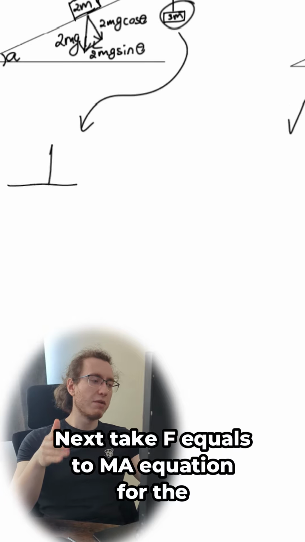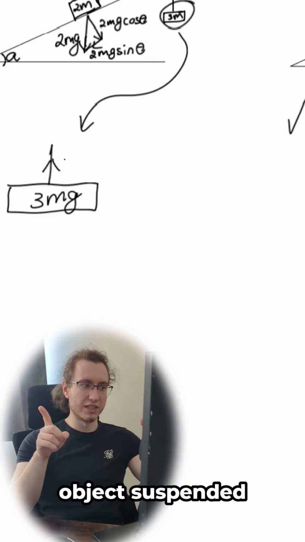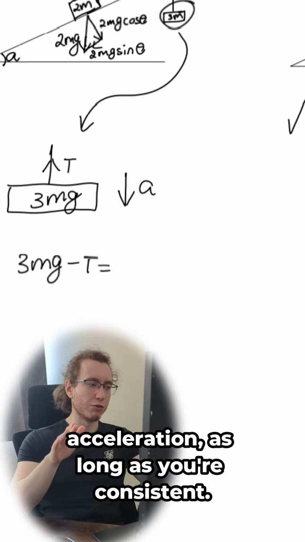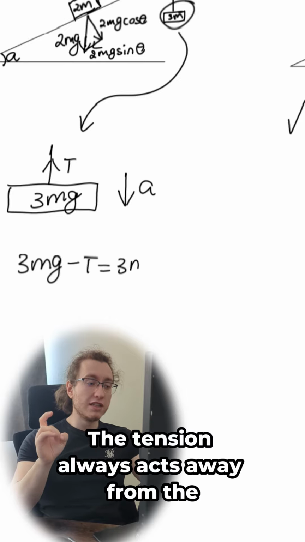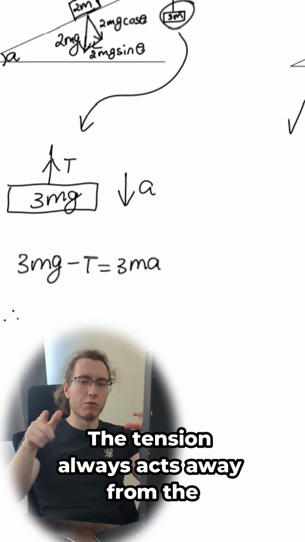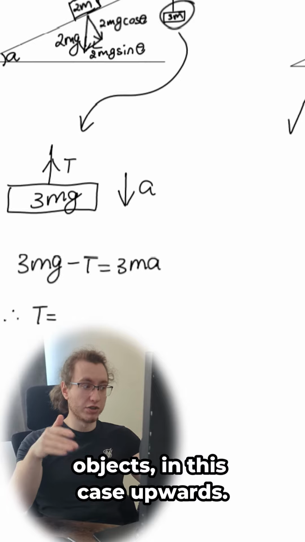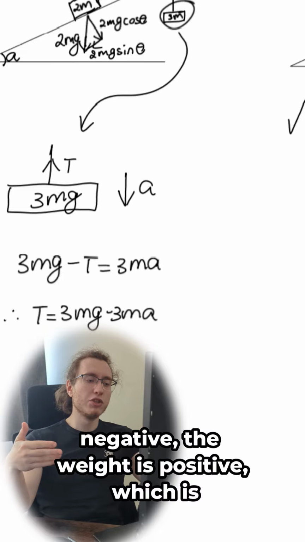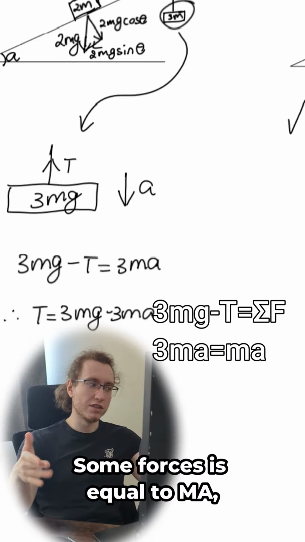Next, take the F equals ma equation for the object suspended, with the acceleration assumed downwards. It doesn't matter which way you guess the acceleration, as long as you're consistent. The tension always acts away from the object, in this case upwards. So according to step number 1, tension is negative, the weight is positive, which is then equal to ma. Sum of forces is equal to ma.